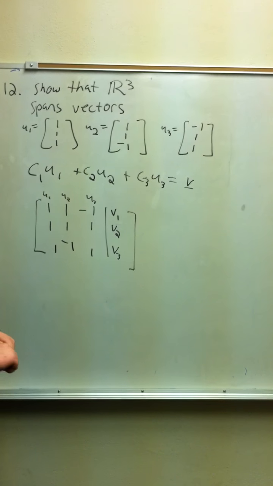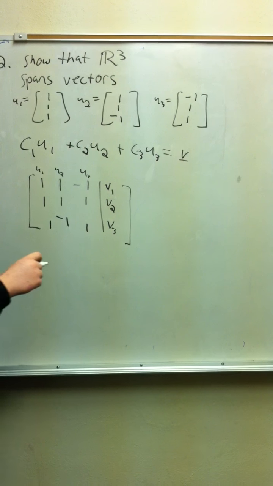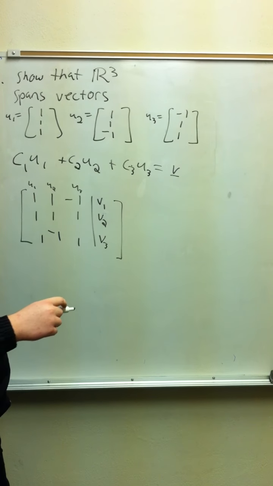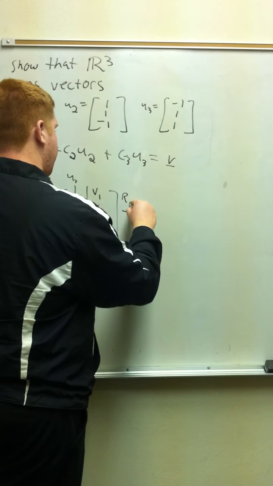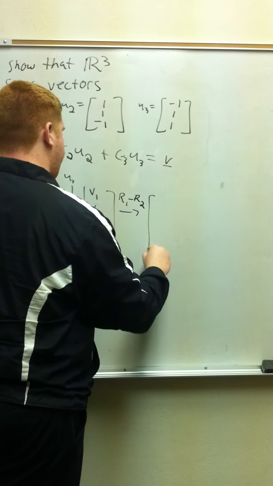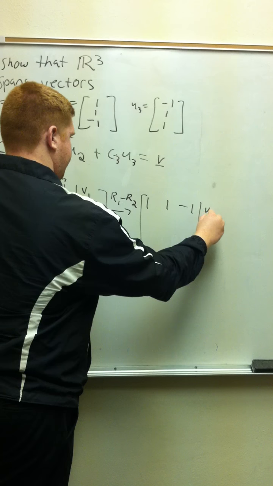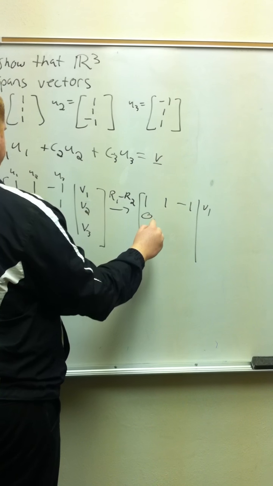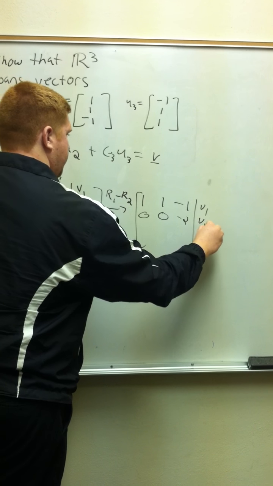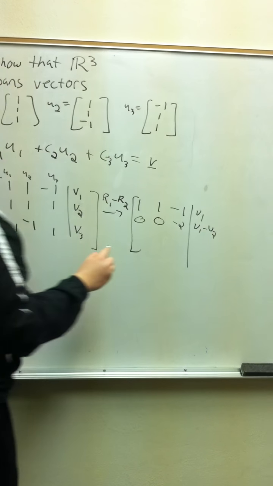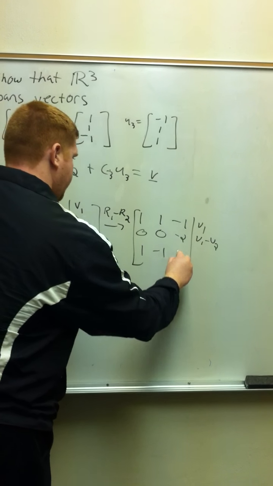So we can perform row echelon operations. The first one we can do is R1 minus R2. So we get a 0, another 0, and negative 2. We get V1 minus V2. And then we get the third row, just the same.